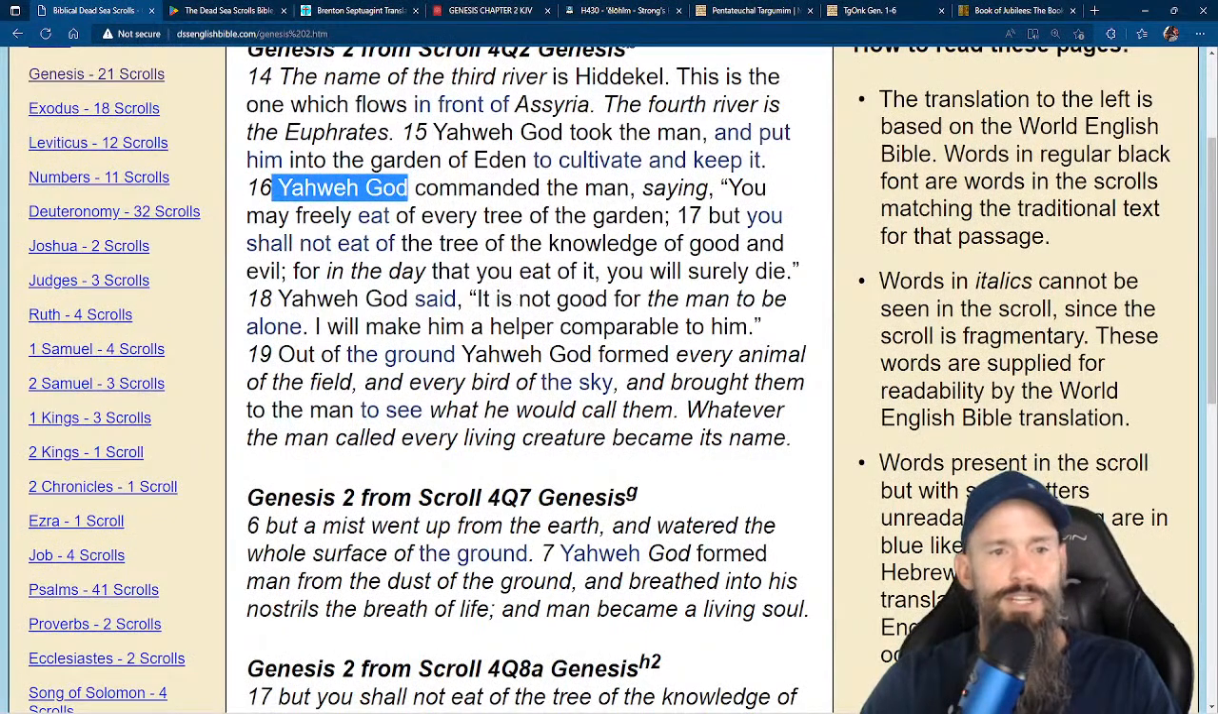And Yahuwah said, It is not good for man to be alone. I will make him a helper comparable to him. And out of the ground Yahuwah Elohim formed every animal of the field and every bird of the sky, and brought them to the man to see what he would call them. Whatever the man called every living creature became its name. So 17.